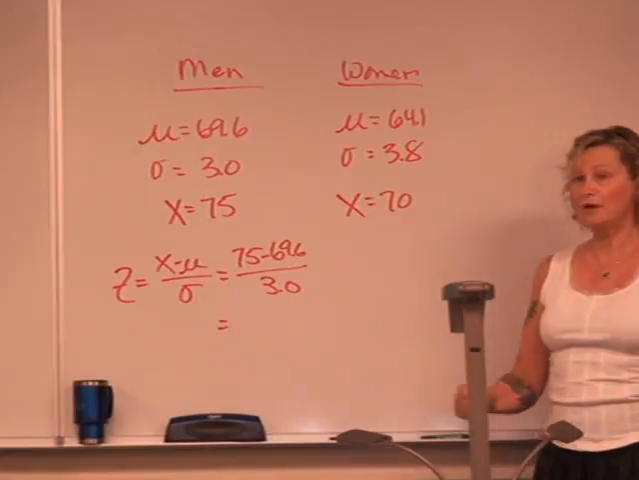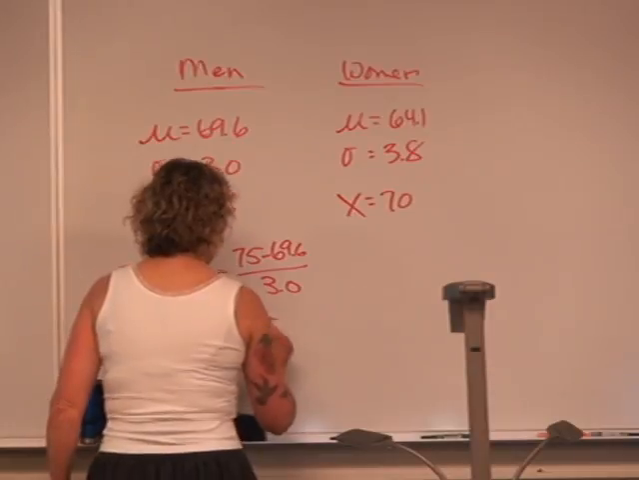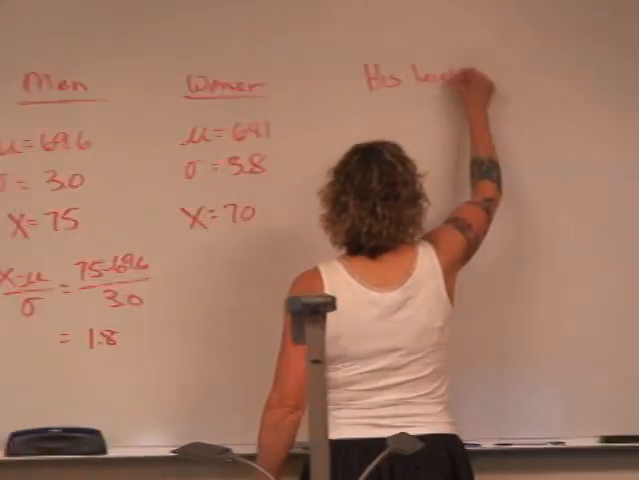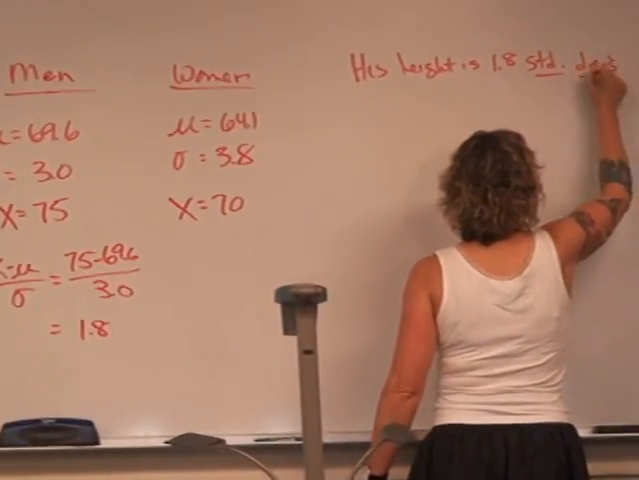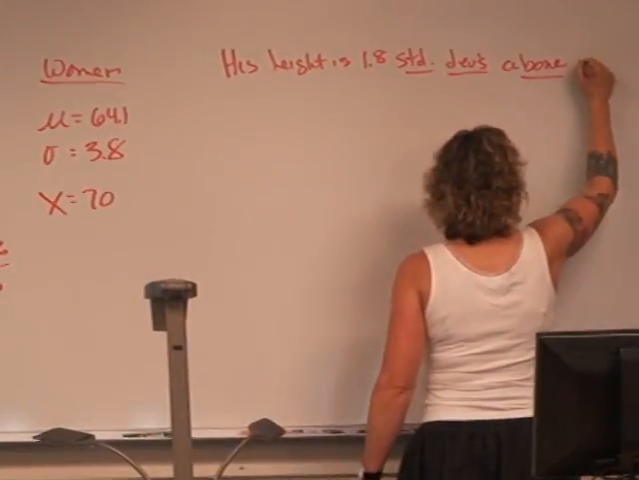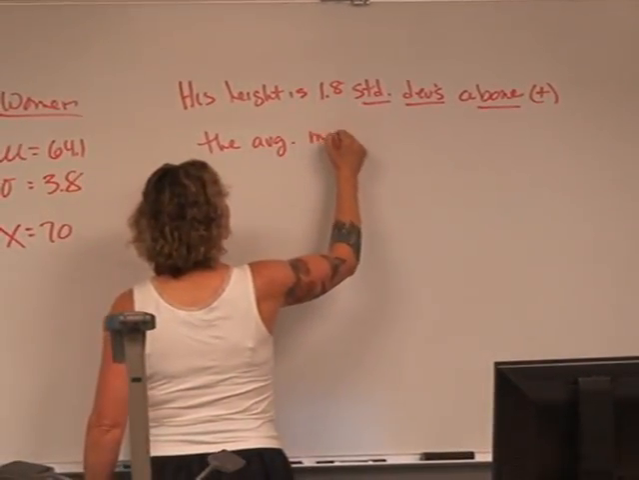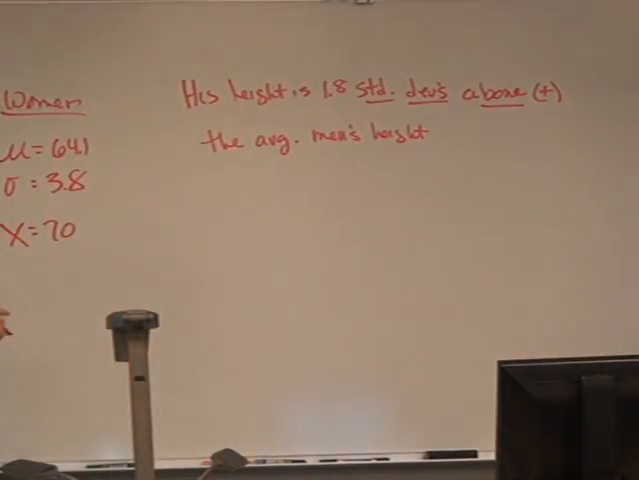Okay, what do we get there? 1.8? Okay. So his height is 1.8 standard deviations above, because it's positive, the average men's height. So it's the number of standard deviations, and you have to specifically address above or below, okay?